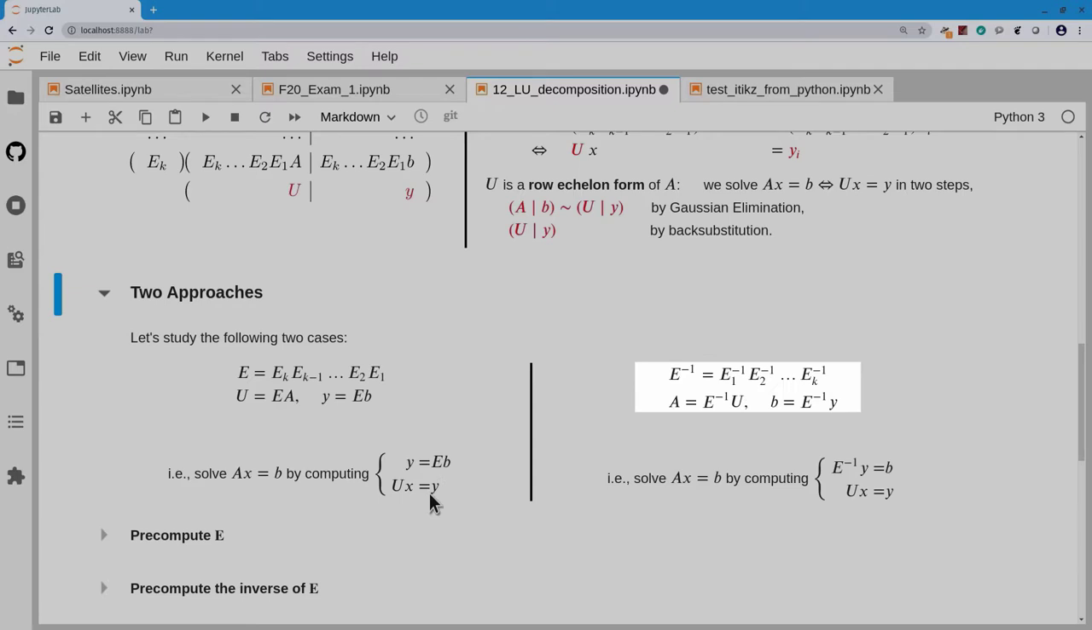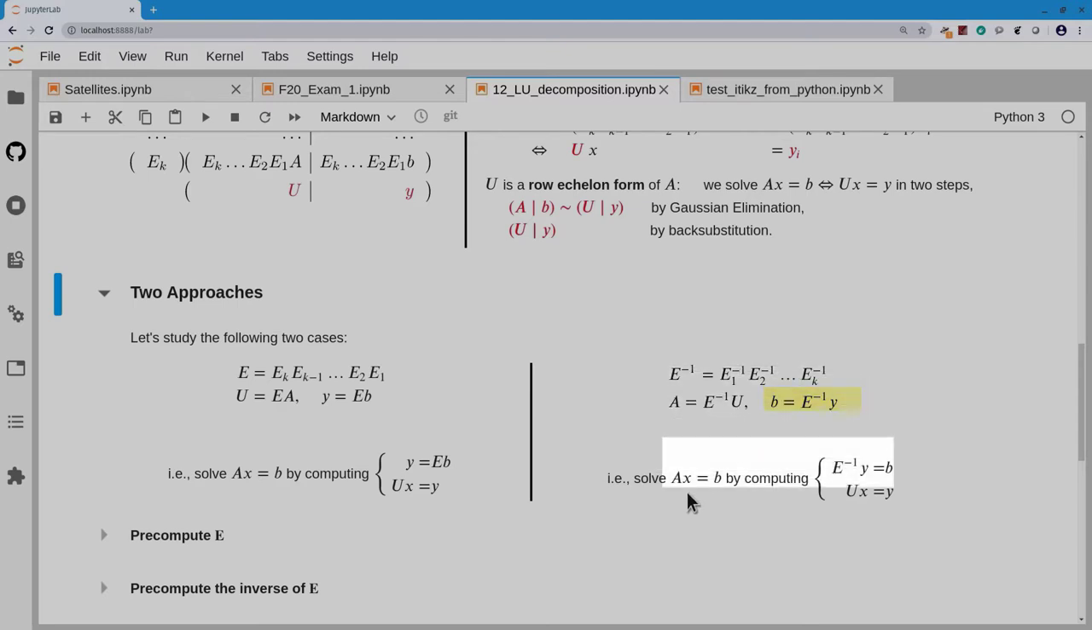Now, a second approach, which might not look as obvious at first, however, it will be the one that we will actually end up choosing, is to compute the inverse of E, to ask, how do I go from U back to A? E times A was equal to U, so if I multiply by the inverse of E, since all these individual E matrices are invertible, I get A is equal to E inverse U. I get this particular matrix here. And similarly for B, B is E inverse times Y.